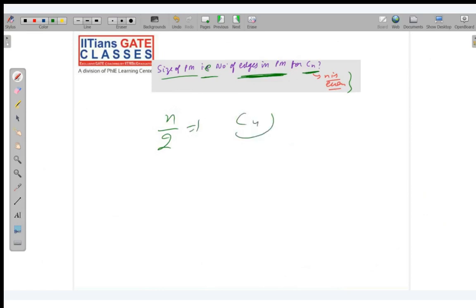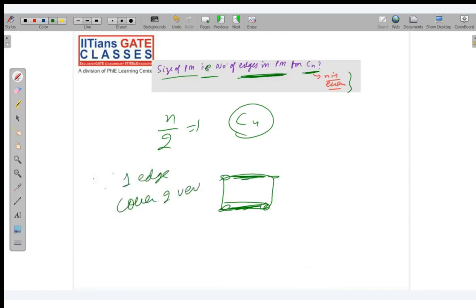For example, you take C4. Half the edges you have to take, because if you take 2 edges, all the 4 vertices will be covered, because one edge covers 2 vertices. Why n by 2? Because one edge covers 2 vertices. Okay, so n by 2 is my answer. Do not say ceiling or floor, because we have already taken n to be even. If n is odd, then we will say 0, no perfect matching. So you have to remember the size of a perfect matching, which means the number of edges in it.